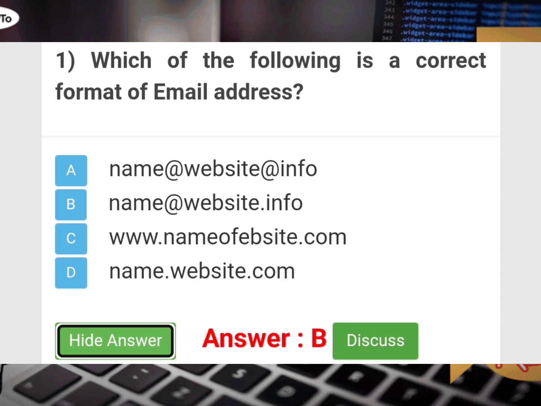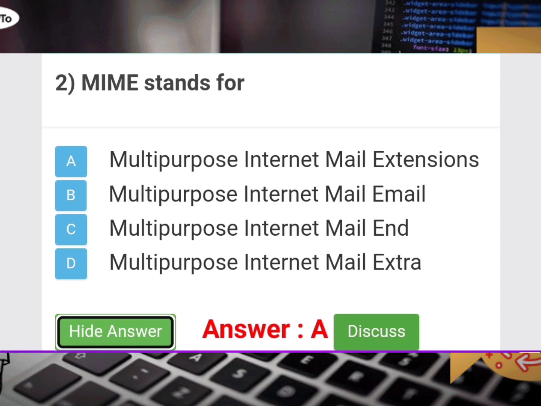Which of the following is the correct format of email address? Answer B. Name@website.info. MIME stands for, answer A, Multipurpose Internet Mail Extensions.